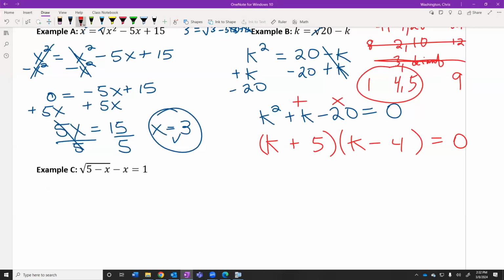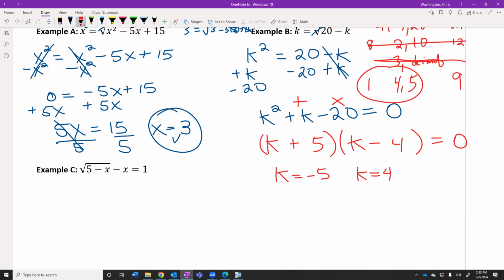We would technically set both of those equal to 0 and then move that number to the right. So k plus 5, we would have to subtract 5 from both sides. I'm not going to show that here, but that would be negative 5. And the k minus 4, we would have to add 4 to both sides. So we get k equals 4. So our two potential solutions are negative 5 and 4.